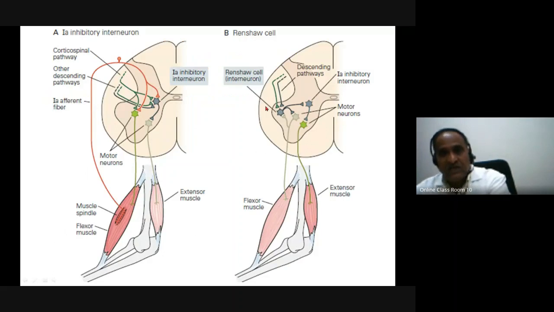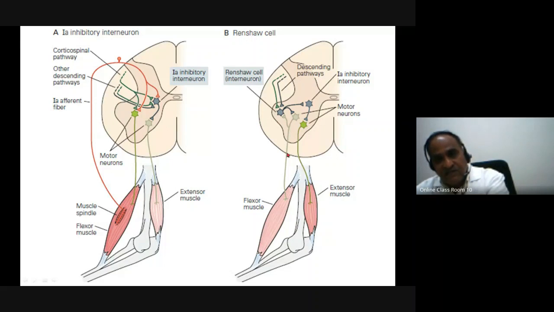Now, this first one is the Renshaw inhibition. If you are wondering what this Renshaw cell is, this is the alpha motor neuron, and it gives a collateral here, and this collateral has a synaptic contact with the Renshaw interneuron. This is also known as the Golgi bottle neuron, because it was described by Golgi. And this Renshaw interneuron has an auto-synapse with the alpha motor neuron, and this is an inhibitory neuron.